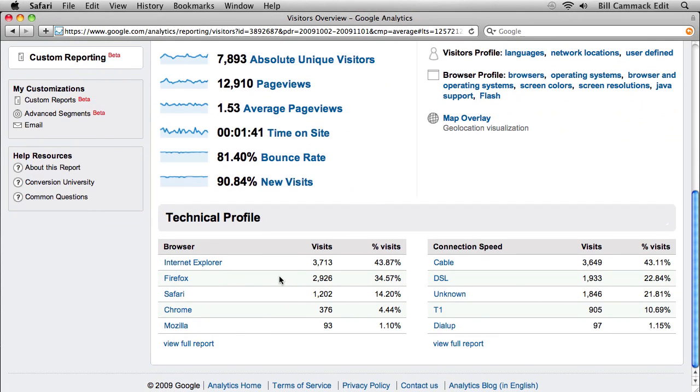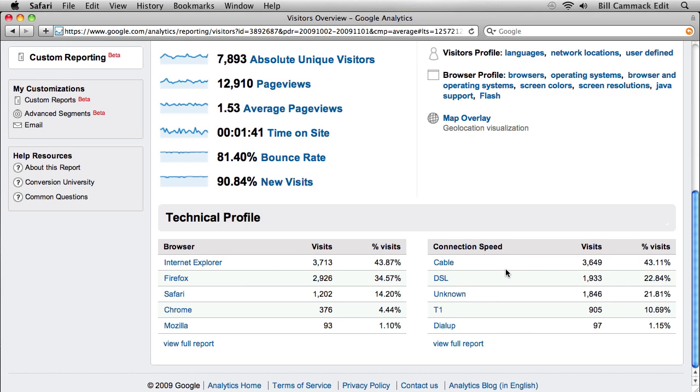Technical profile. This shows you which browsers are hitting my site the most. Internet Explorer hits the most, then Firefox, Safari, Chrome, Mozilla. So technically I should be programming for Internet Explorer and Firefox, which I'm not, because I just use Safari anyway because it's easier for me at this point in time and I don't really care. As far as Chrome and Mozilla, they fall into the let-them-eat-cake category because they only have like 400 people checking it out in a month.